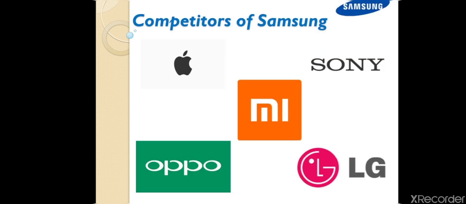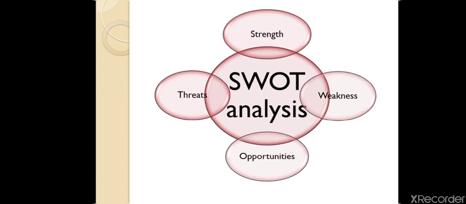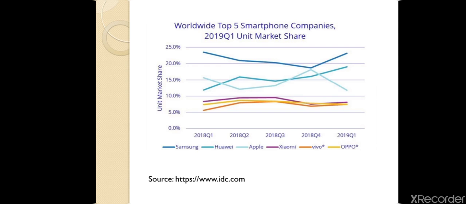Now, these are the competitors of Samsung. This is the worldwide top 5 smartphone companies' unit market share. In this, we can see that initially the market share of Samsung was sinking, but at the end of 2018 it started climbing and remained the leader among worldwide smartphone companies with approximately 23% market share in 2019, and Huawei retained its second position with nearly 18% share. Apple is in the third spot, and Vivo and Oppo are nearly in the same position.